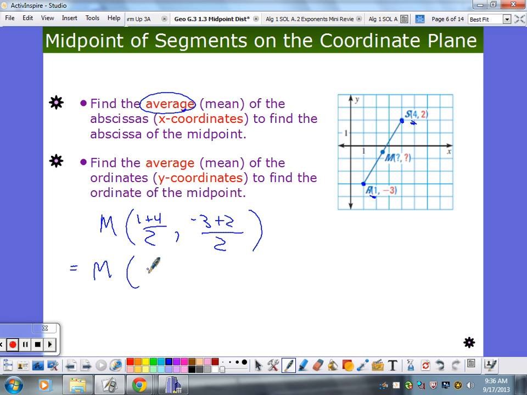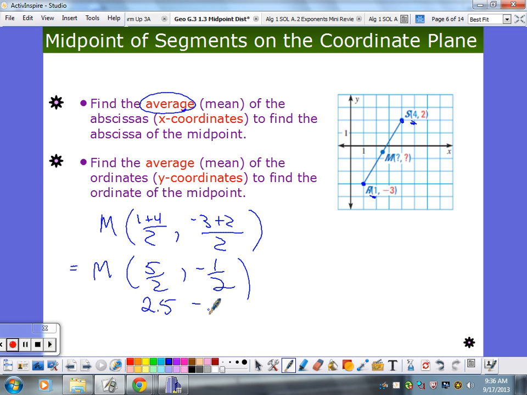1 plus 4 is 5. Well, 5 halves, that's what I get. -3 plus 2, what's that? -1? -1 half? Hopefully I didn't make a mistake. That's the midpoint.